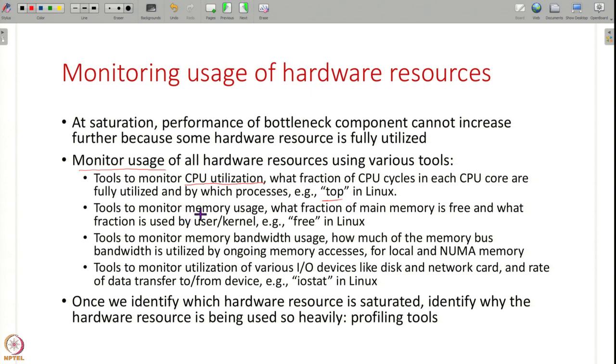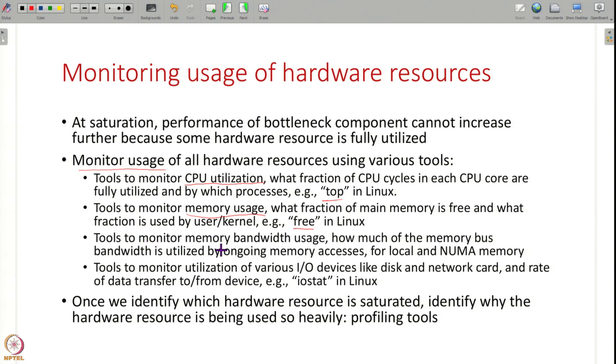Then there are tools to monitor memory usage. If you have 8 GB or 4 GB of RAM in your system, what fraction of that RAM is used by users, by the OS, what fraction is free, are you running out of memory in your system, is that why your system is slow? So for example, the free command in Linux will tell you that.